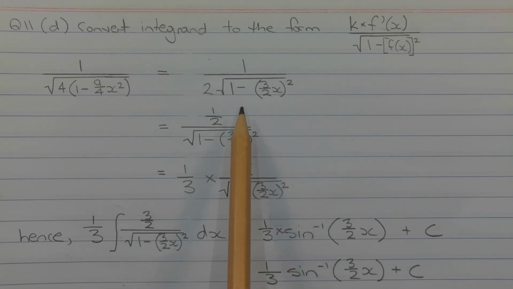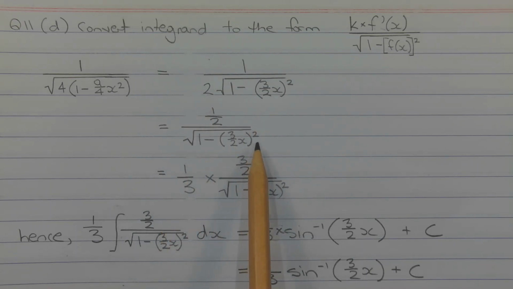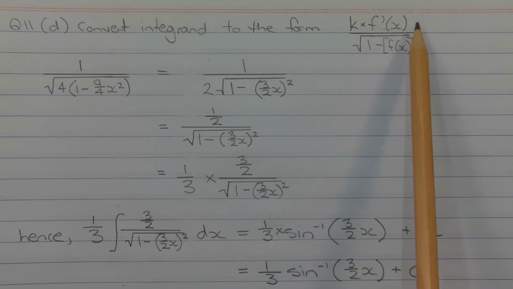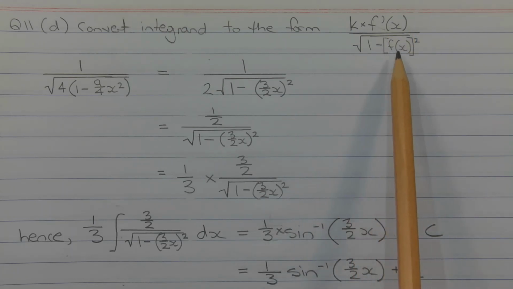So this expression here is equivalent to this expression here. So 1 over 3 times 3 over 2 all over the square root of 1 minus 3 over 2x in brackets to the power of 2. Now it's in the form k times f dash of x over the square root of 1 minus f of x squared. Now we can apply the reverse chain rule to find the integral.